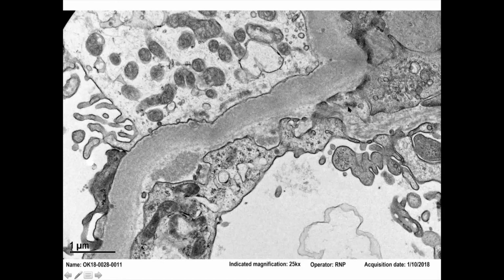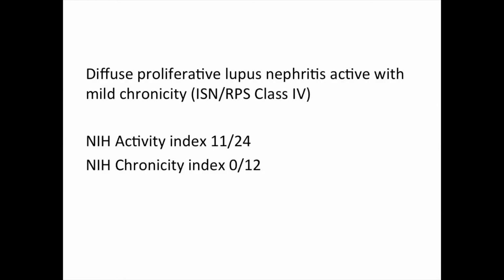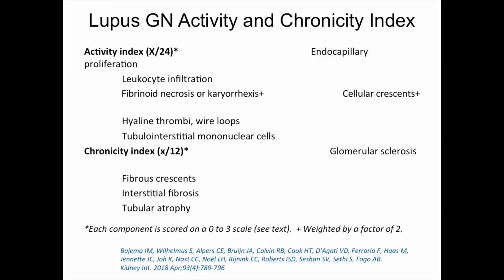All right, so diffuse proliferative lupus nephritis, basically it's active with mild chronicity, ISN/RPS class 4. With NIH activity index, it's out of 24. In this case, the calculation came out to 11 out of 24. With chronicity index in this patient it was 0 out of 12. Very quickly, we talked about activity index and the chronicity index.